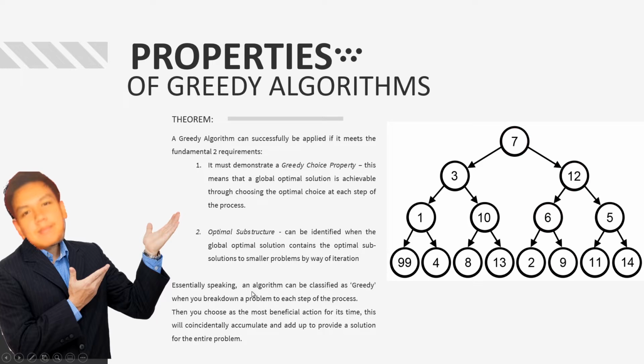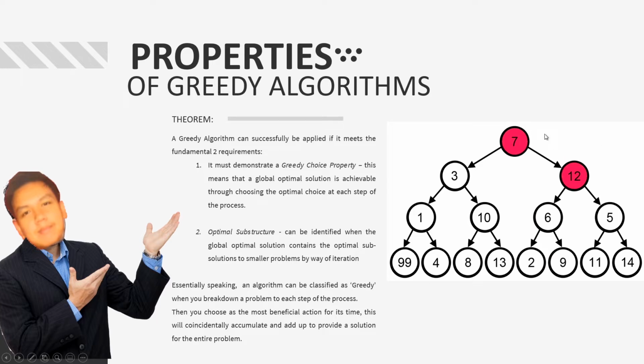Essentially speaking, an algorithm can be classified as greedy when you break down a problem to each step of its process. Then, you choose the most beneficial action for its time. This will coincidentally accumulate and add up to provide a solution for the entire problem.